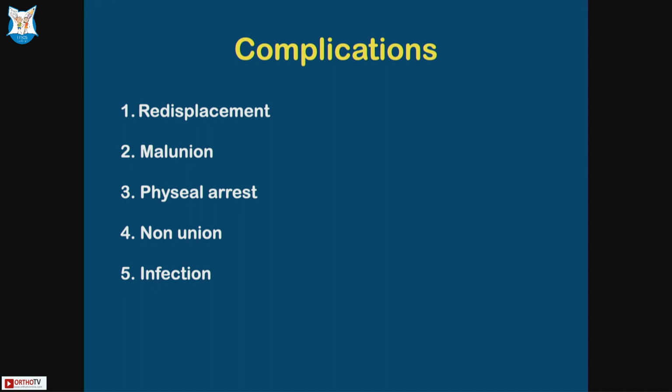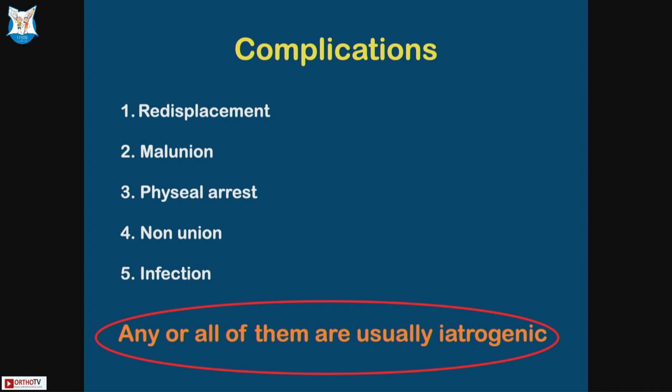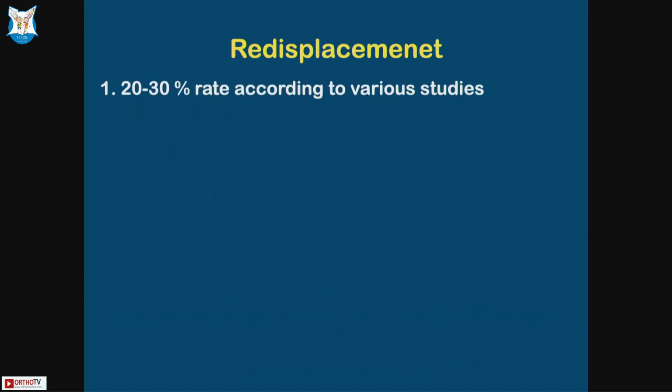What are the complications we expect? You have redisplacement, malunion, physeal arrest, non-union, infection. At least in my practice, what I have seen, any or all of them are usually iatrogenic. Very rarely have I had any which were treated well and then went on to give any of these complications. Redisplacement has a 20 to 30% rate according to various studies.